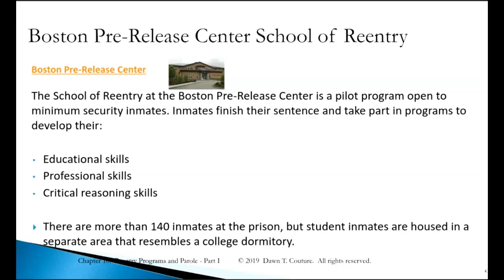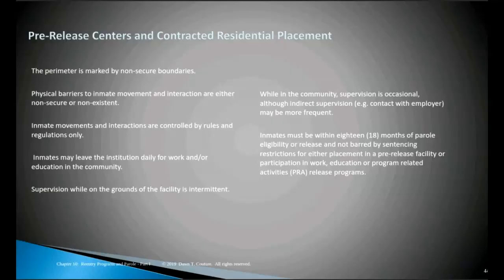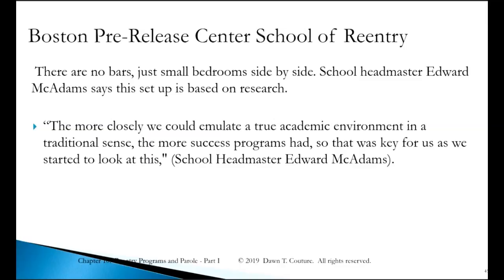Okay, let's see. So this is just a description of the pre-release center, the Boston Pre-Release Center. To be eligible to go, an inmate has to be within 18 months of parole eligibility. They have to be approved as appropriate at a low level. This is a perimeter, but non-secure boundary, meaning there are no physical barriers to movement and interaction with others. So it really is a transition back into the community, with supervision and structure and support.